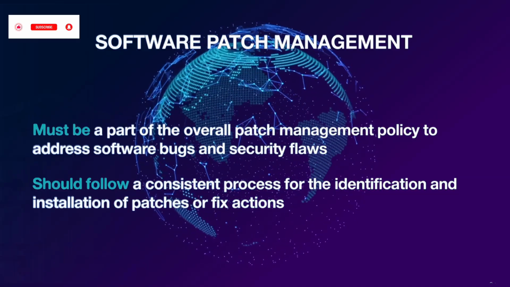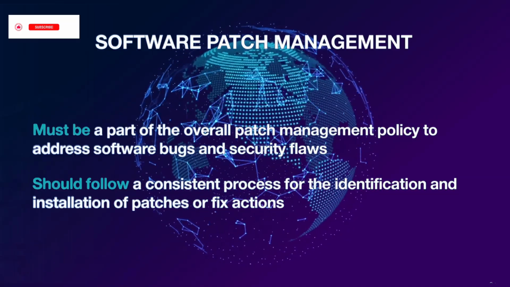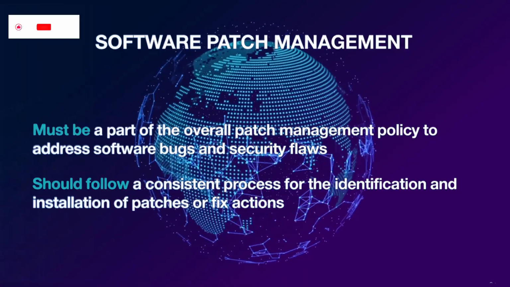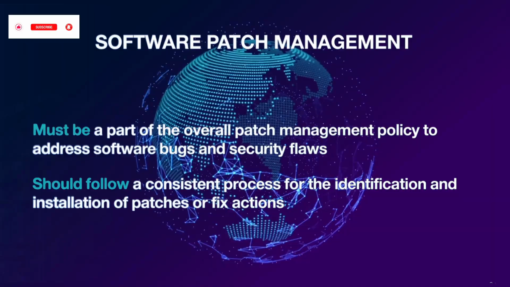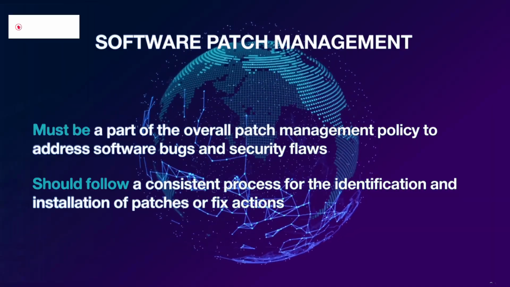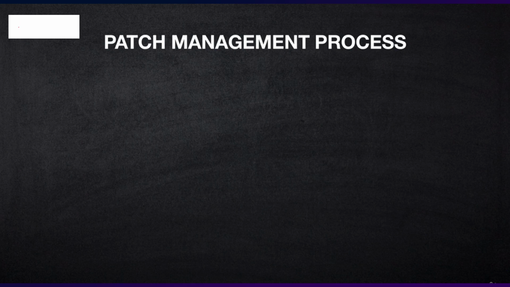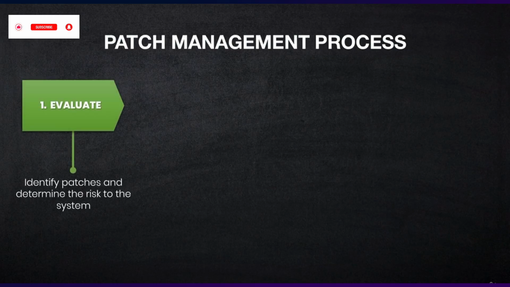So the patch management process you should be familiar with all starts with evaluation. We want to identify patches and determine the risk to the system. The risk to the system is going to determine how important this patch is. So if we just get a common patch, maybe it's just a simple web browser patch or something like that. If it is not a web browser that affects us, let's say a patch comes out for Mozilla Firefox, but we don't use Firefox, then the patch is irrelevant. The risk is nonexistent.